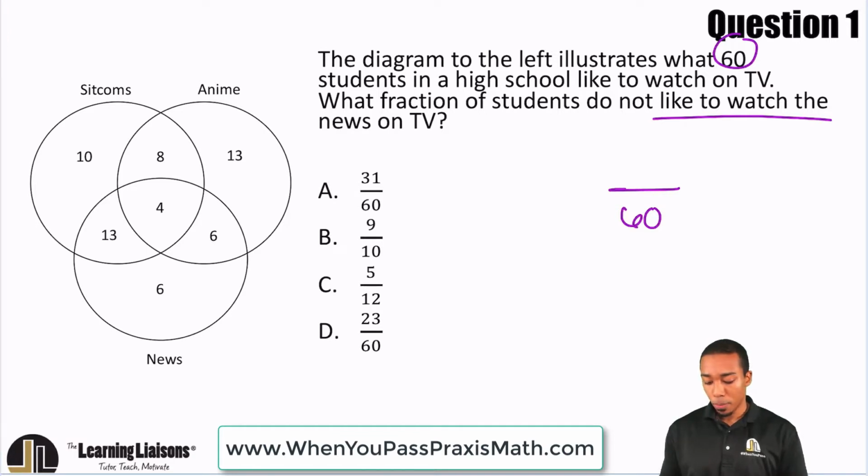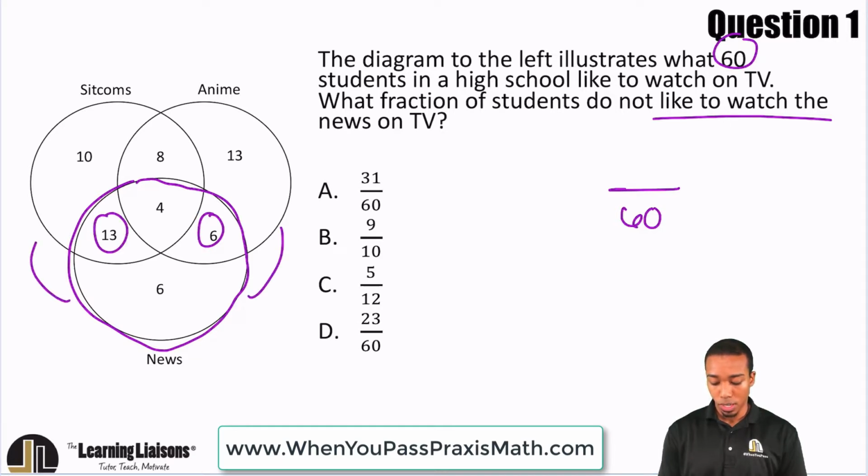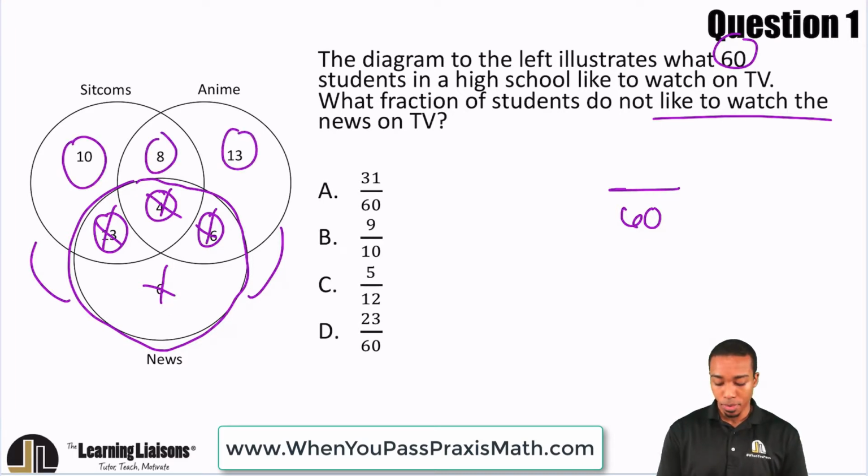And then moving forward, we just want to go ahead and count anything that's not the news. So notice that the news is this entire circle right here. And this 6 represents the news and anime, 13 represents news and sitcoms, and 4 represents all 3: sitcoms, anime, and news. So knowing that, we can't include any of those, because they include the news. So we'll just go ahead and count these up here. 10 plus 8, 18, plus 13, 31. And so our answer is 31 out of 60 of these folks do not watch the news, or don't like to watch it at least. So there it is. Answer is A. I hope this helps. See you in the next problem.